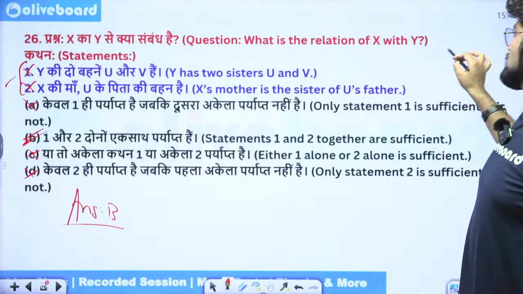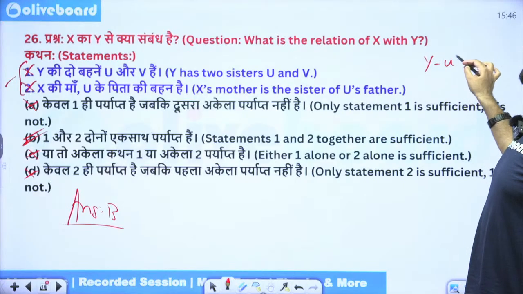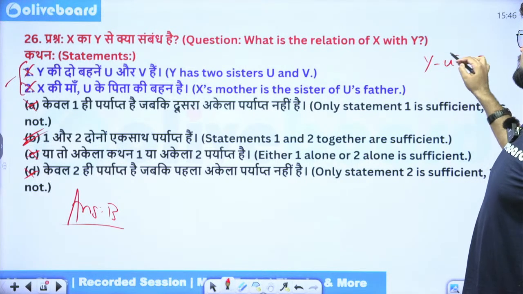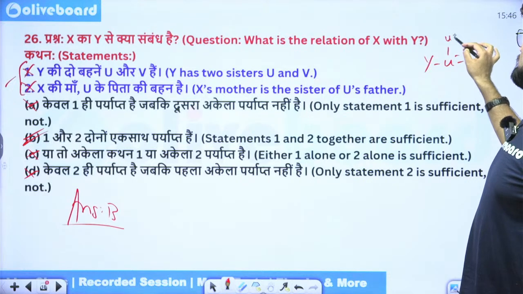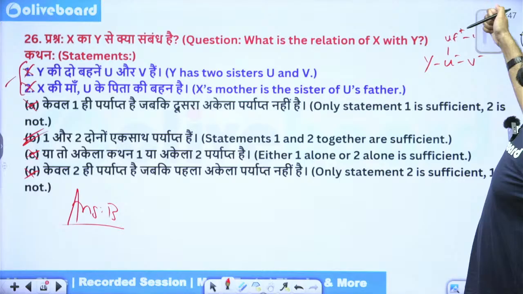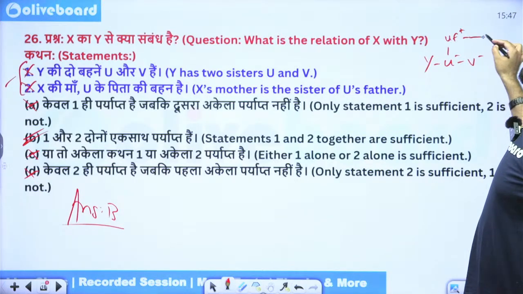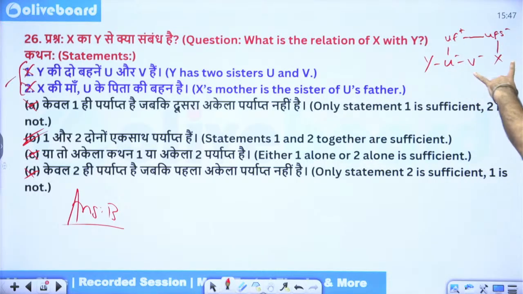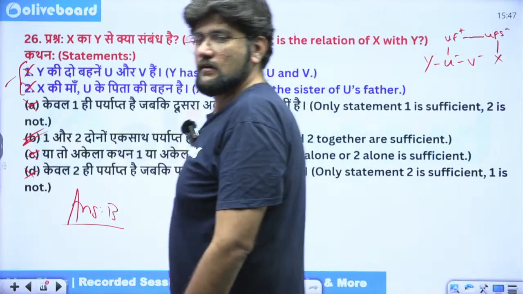Y has 2 sisters, U and V. X's mother is a sister of U's father. U's father, U's father's sister. This is X's mother. So what is the relationship of X with Y? You will say we don't know their genders. Of course not. But you know that they are cousins. And for them being cousins, you don't need genders. So option B is the correct answer.